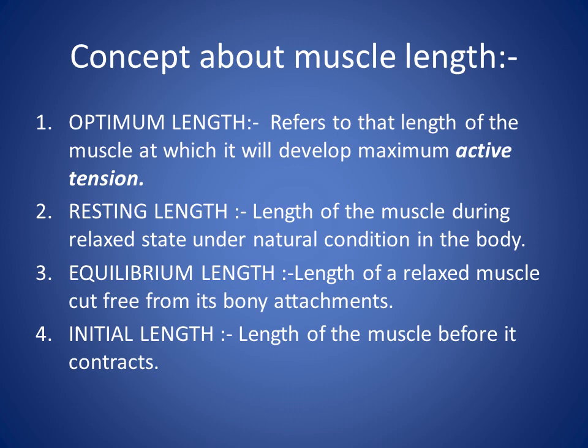Resting length of a muscle represents the length of the muscle during relaxed state under natural condition in the body. The resting length of many muscles in the body is optimum length. Okay, now coming to the equilibrium length, it refers to the length of a relaxed muscle cut free from its bony attachment. Means this is the length of the muscle when it is cut from the body, and you can say that is in the experimental lab. Initial length, it is the length of the muscle before contraction.